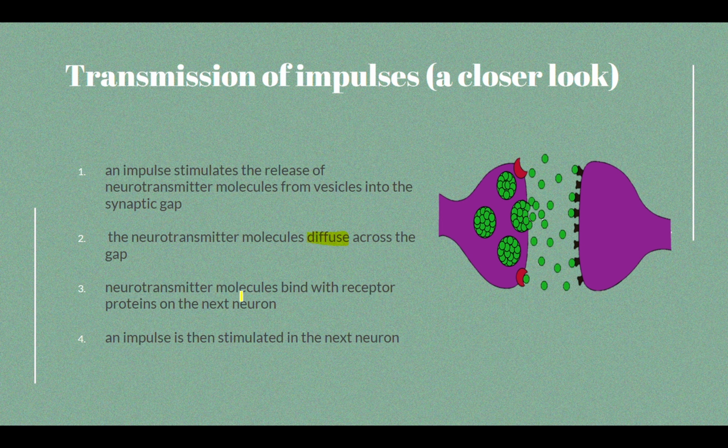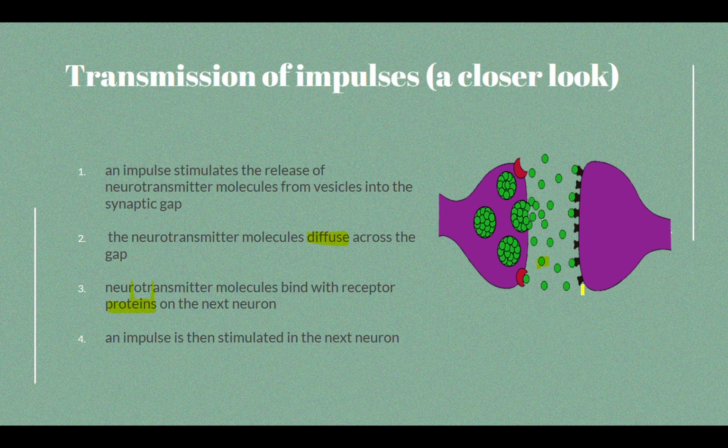Neurotransmitter molecules bind with a receptor protein on the next neuron. Now, these are the uses of proteins, I guess. You can also find it in chapter 4 in the syllabus. So, the neurotransmitters that we talked about earlier, those green dots, are diffusing from high concentration to low concentration from the vesicles to the other neuron.